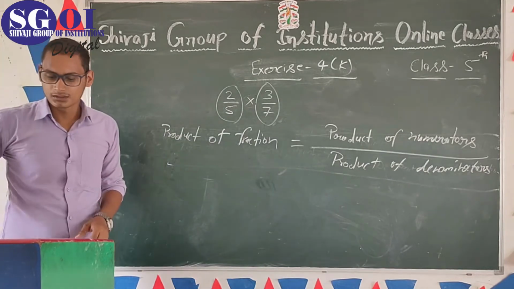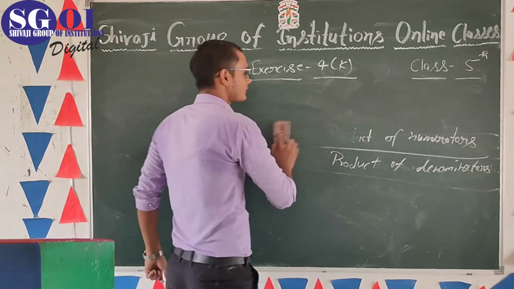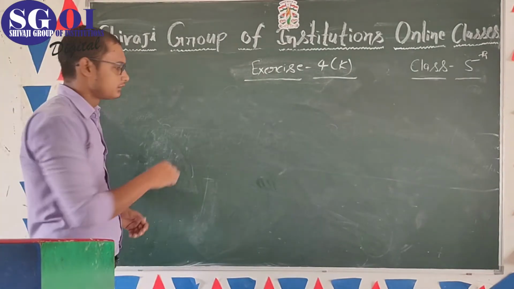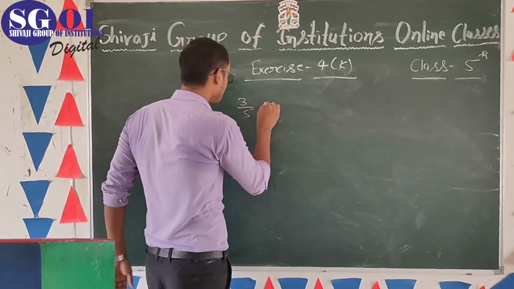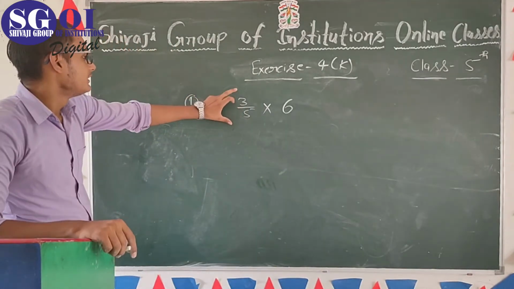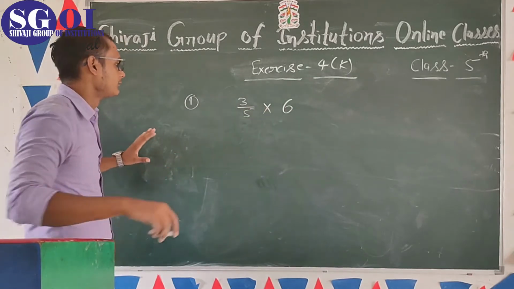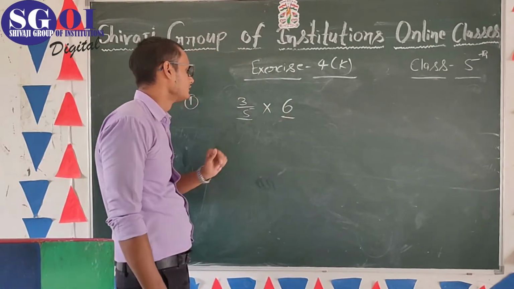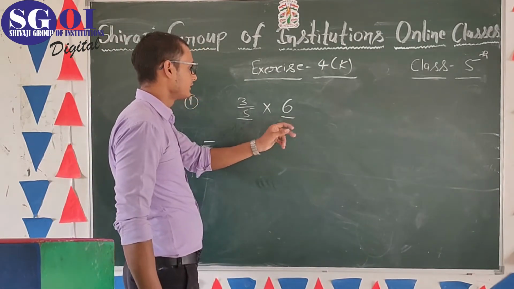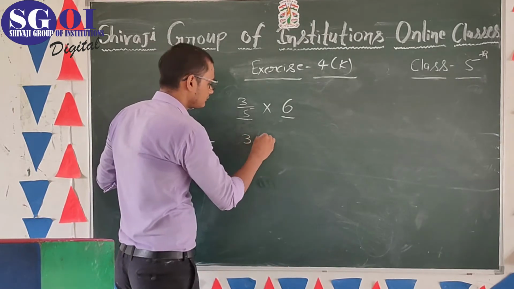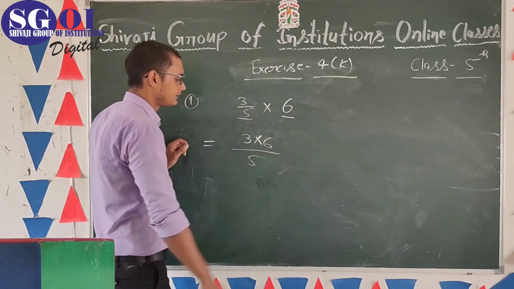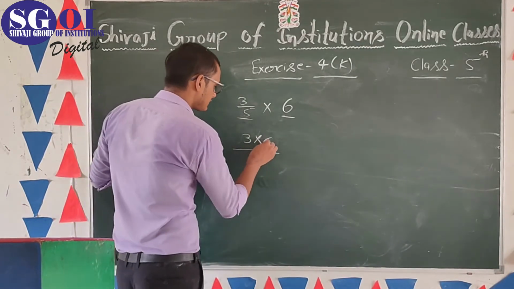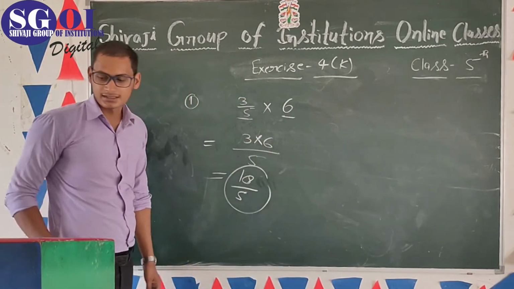Let's start the exercise. Question number 1. Find the product. 3 upon 5 multiplied by 6. Here we have a fraction and a whole number, and we have to multiply a fraction by a whole number. So we apply the first property: numerator of the fraction multiplied by the whole number upon the denominator of the fraction. So 6 times 3 is 18, 18 upon 5, and the answer is 18 upon 5.